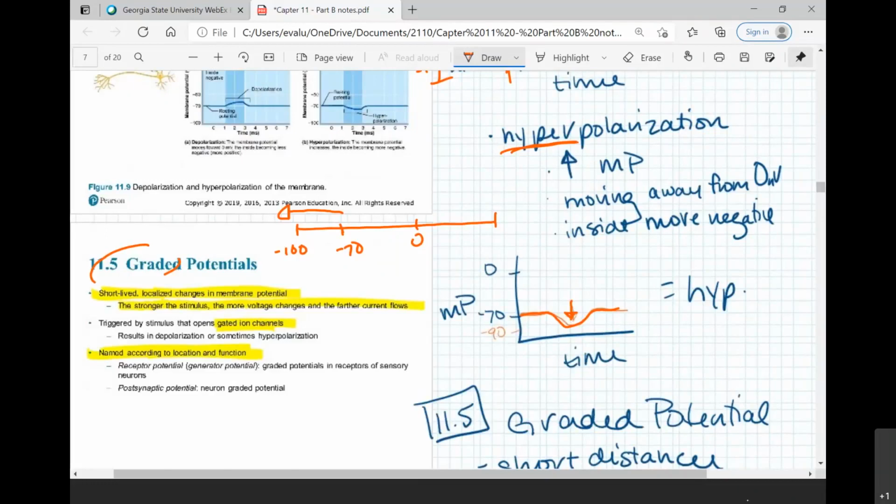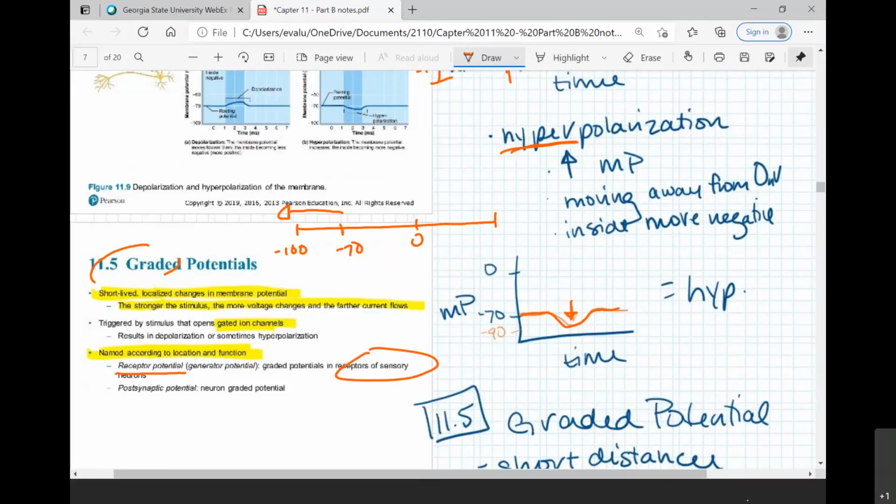So there could be a receptor potential, which is going to be at the receptor of a sensory neuron, so skin, eyes, taking in visual information, in your ears, taking in sound waves, on your skin, taking in tactile touch, on your tongue, your taste buds are taking in taste sensation from ions. All of those are taking in sensory information directly from whatever organ is bringing that information to them. That is going to be a receptor potential.